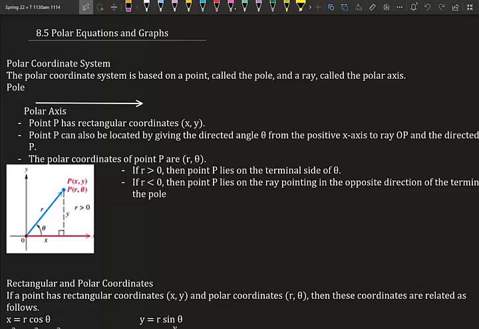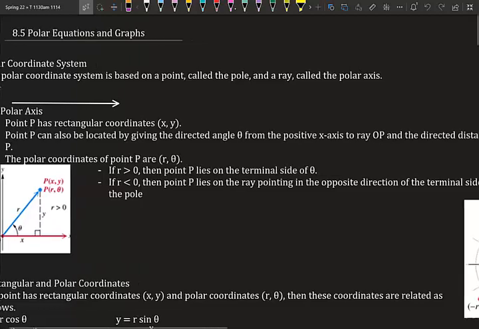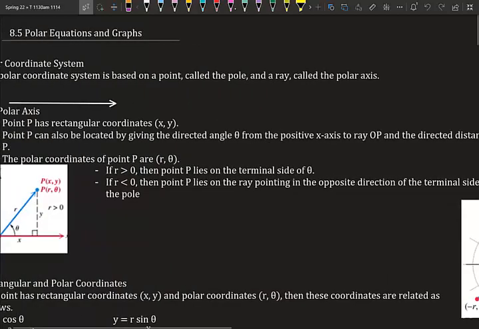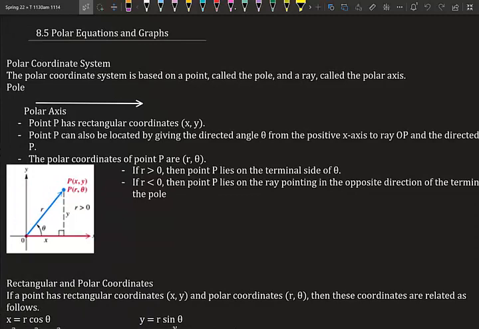Point P has rectangular coordinates x and y. Point P can also be located by giving the directed angle theta from the positive x-axis to ray OP and the directed distance r from the pole to the point P. The polar coordinates of point P are (r, theta).